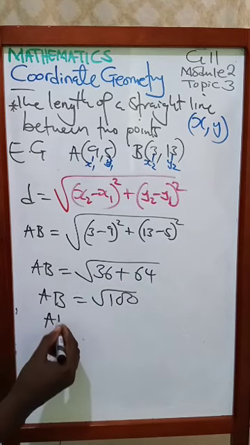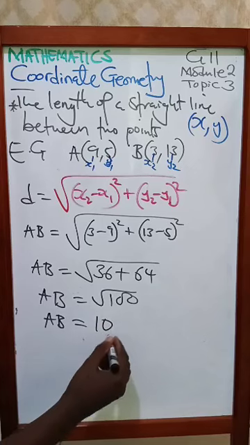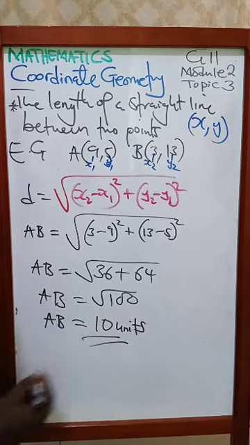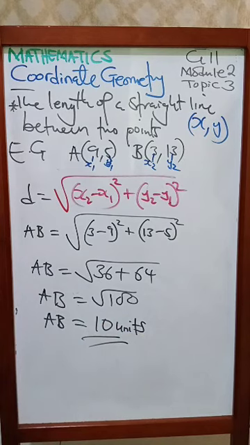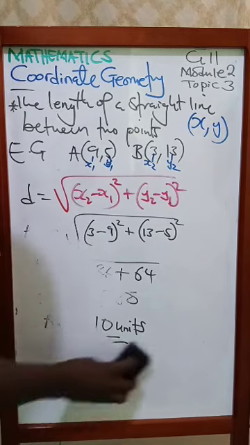Okay, so AB in this case is equal to the square root of 100, which is 10. So you can say 10 units. So when you do this, it means you've found the length of the line AB. So this is basically how you find the line AB. Let me give you another example on this one.